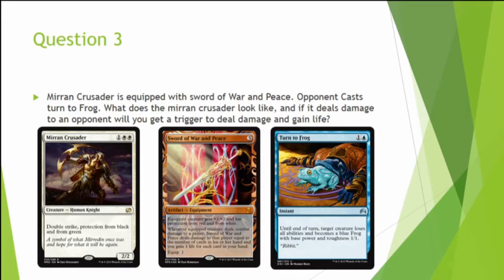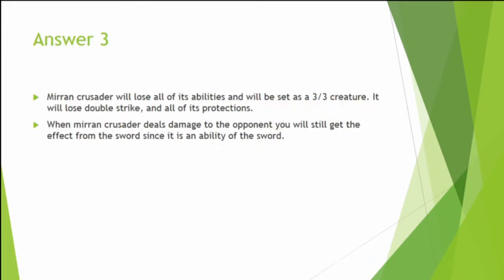You guys think you have something? All right, you want to? Because the sword is equipped before it becomes a frog, it'll be a 3/3 without double strike or the protection abilities, and it'll still trigger the abilities from the sword when it deals combat damage because they're not abilities on Mirror Crusader. Yep. Mirror Crusader will lose all of its abilities and be set to a 3/3. It loses its double strike and all its protections, exactly what you said. And when it deals damage, you still get the sword trigger.